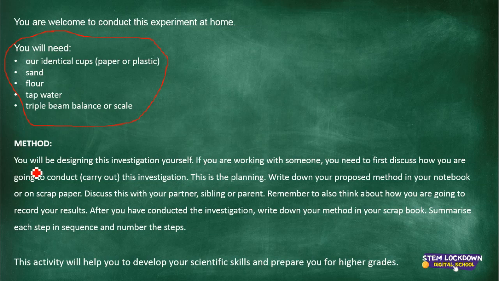Now, when you're going to do your experiment, you're going to design this investigation by yourself, or you can work with someone at home. You can work with either your brother or your sister or your mom or your dad. Now, when you set out the investigation, you're first going to have a discussion. How are you going to carry out, another word for carry out is conduct, this investigation? So you have to do some sort of planning. You're going to write down your different methods in a notebook, or you can keep some scrap paper. And you can discuss with your partner, your sibling, or your parent the different ways that you're going to conduct it.